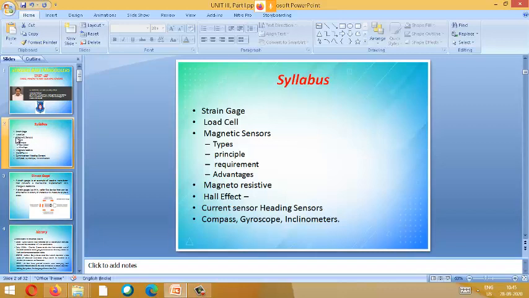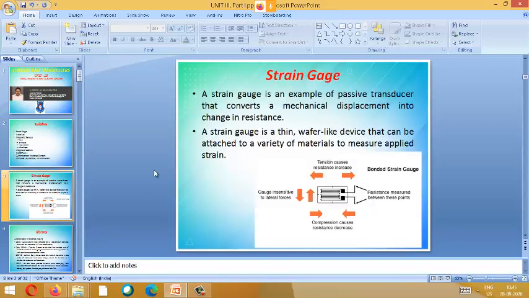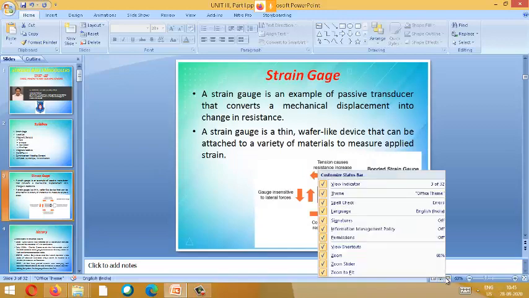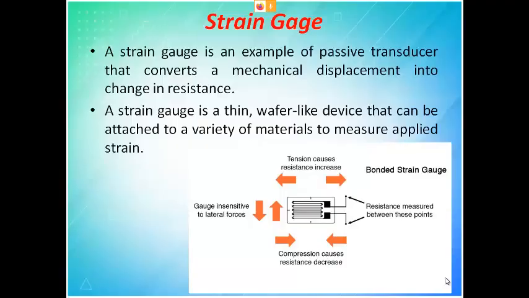So first two will be resistive type, then the remaining sensors we are going to see with respect to magnetics. Since our earth also has a magnet, we will try to correlate with that and use it for so many applications. That is what this unit will be. Let us start with strain gauge. So strain gauge is an example of passive transducer.